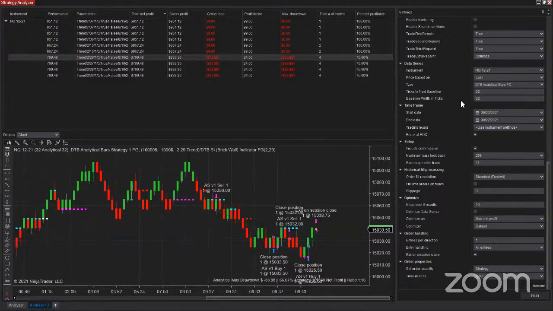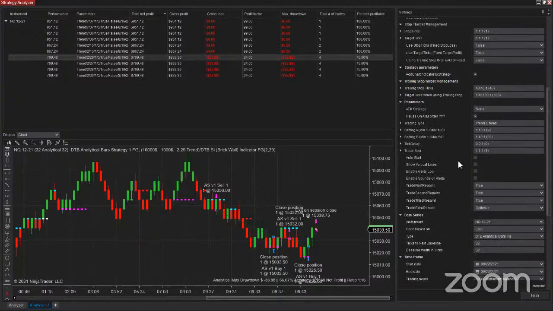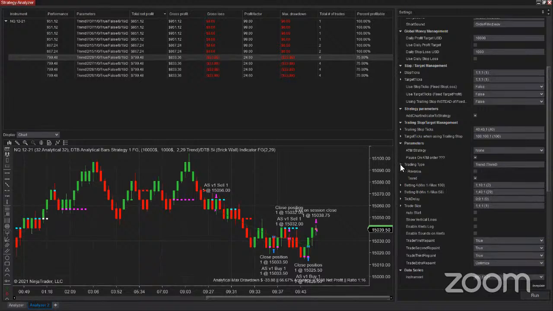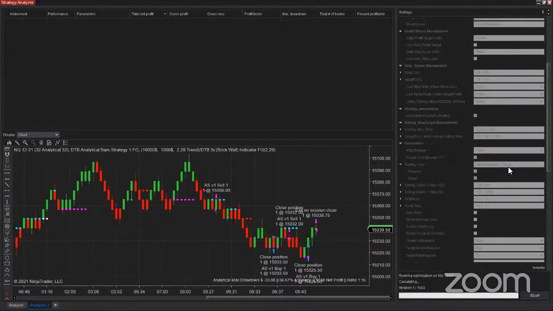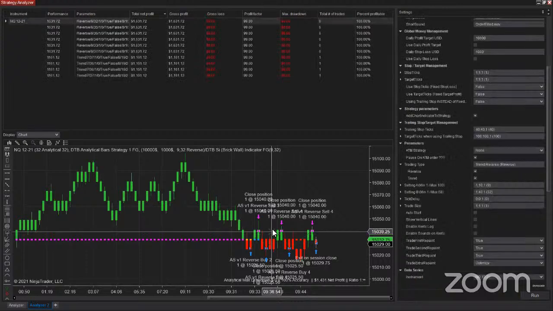Now notice we had 800 iterations. If I wanted to check what reverse would do, and I tick the box for reverse, it's going to double that, because it's going to run all the trades on trend and all the trades on reverse. What would have been the best setting? So that's something you can also do.